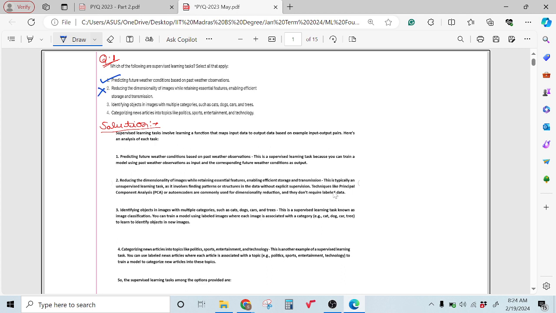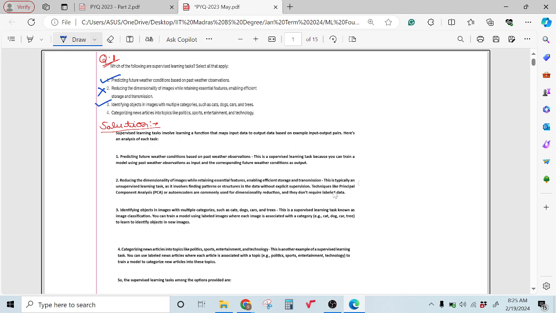And third is identifying objects in images with multiple categories such as cats, dogs, cars, and trees. This is a typical supervised learning task, known as image classification. You can train a model using labeled images, where each image is associated with a category like cat, dog, car, tree, to learn to identify objects in new images. So this is also a supervised learning task.